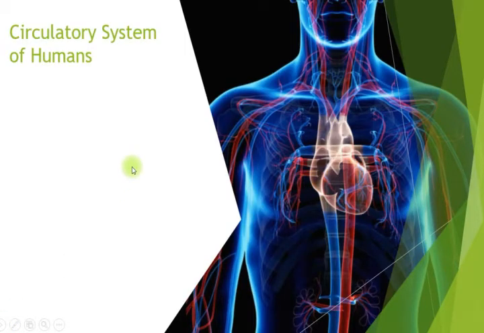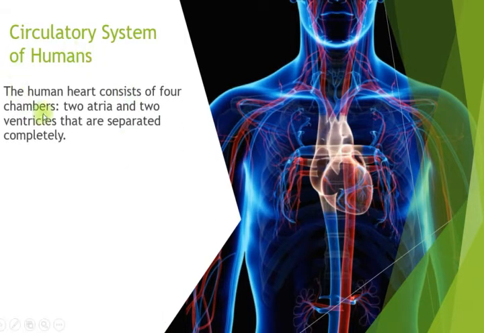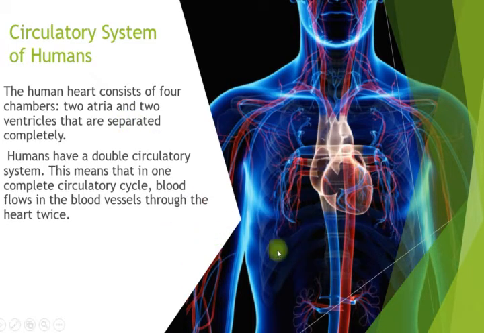Now let's go to the circulatory system of humans. Our heart consists of four chambers, two atria and two ventricles, that are separated completely. Humans have a double circulatory system, same as the amphibian.